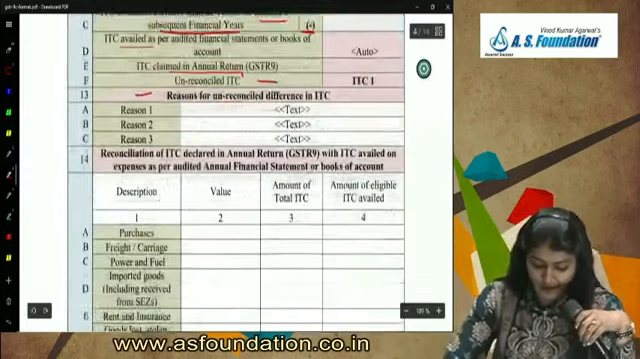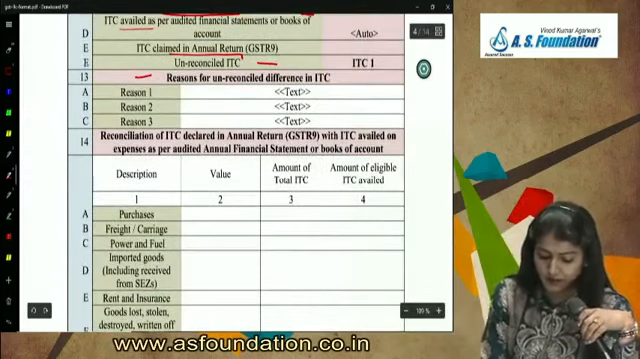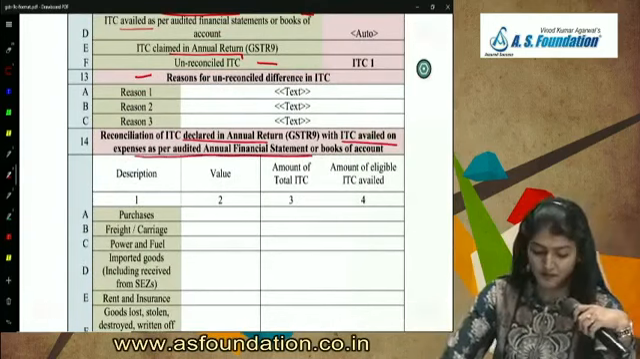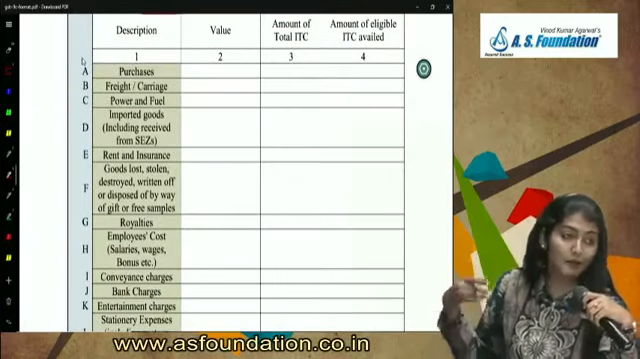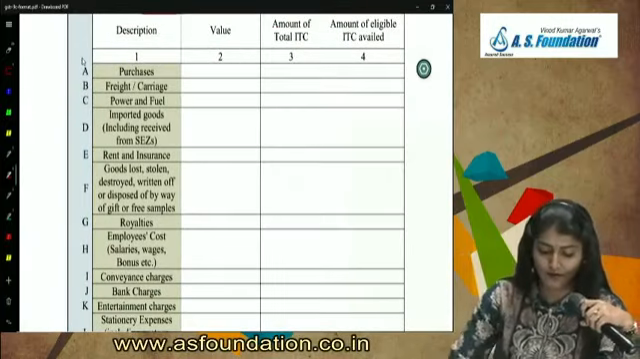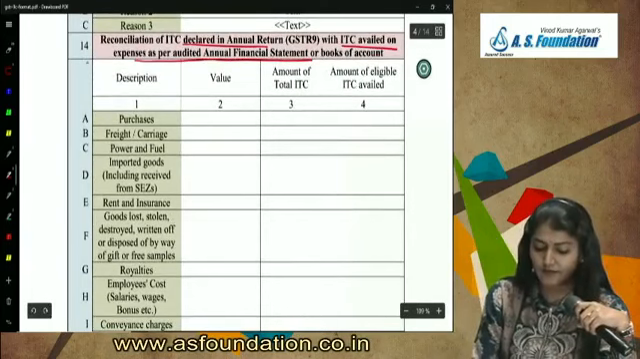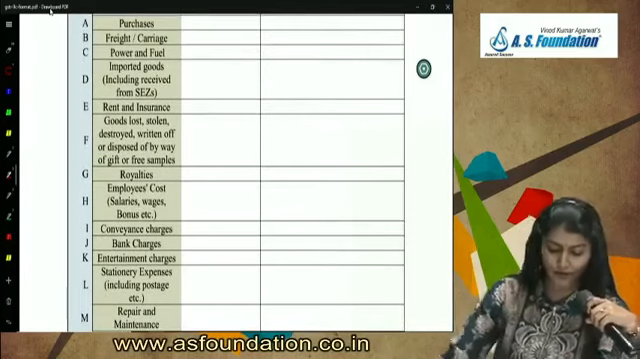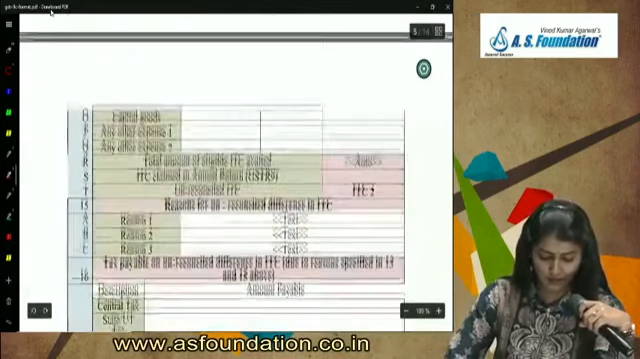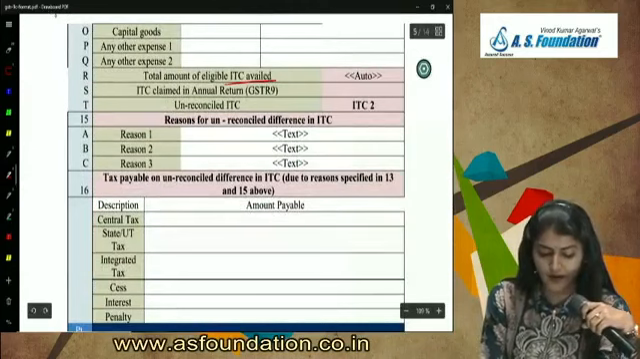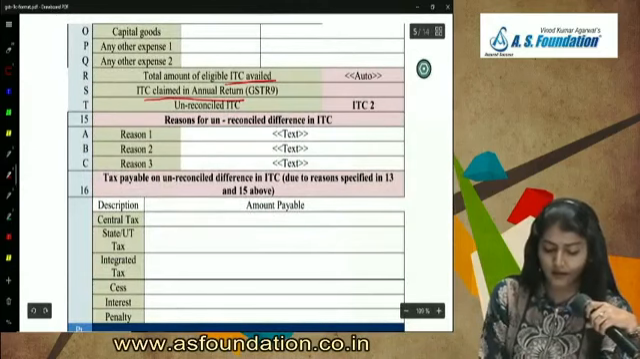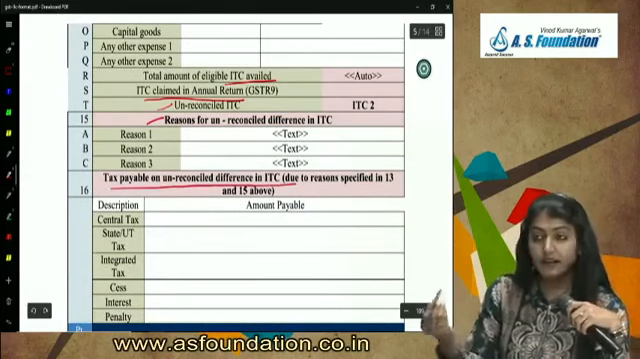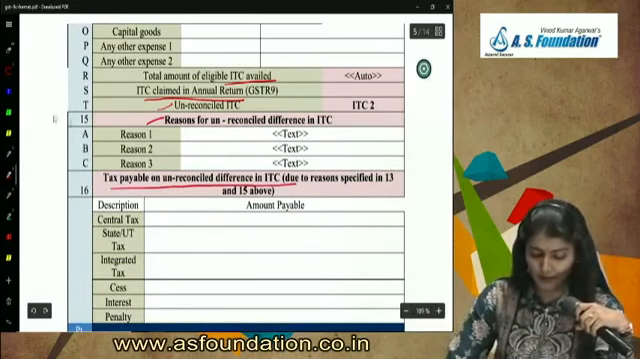And then the reconciliation of the ITC declared in the annual return and the ITC availed on the expenses as per the audited financial statement. So now one item of expenditure has been picked up. And that purchases, what is the value, the amount of total ITC and which is eligible for ITC availed. Right, so rent, royalty, employee cost, conveyance, bank, entertainment, total amount of ITC availed and ITC claimed in the annual return, again the difference and the reasons, and tax payable on the unreconciled ITC. Right, this is all point number 4.